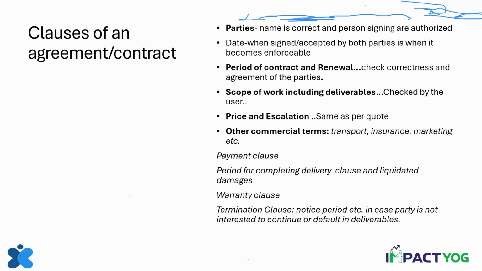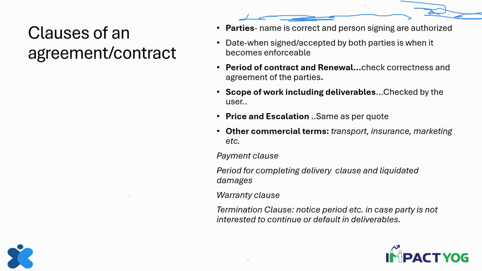The commencement date of the contract can be different from the execution date. It can be a subsequent date also, but we are now bound by this contract is what the date says. The period of contract can be different from the date of execution. Renewal: can this contract be renewed? Can this contract be extended? Scope of the work: what are the deliverables? Very precisely they will be there. Now, what will be the price? That is the consideration. What is the escalation?